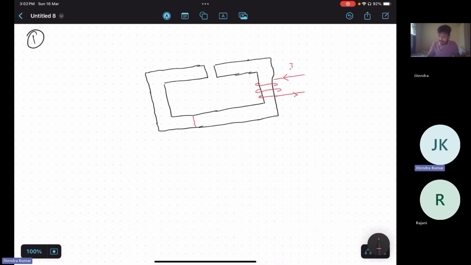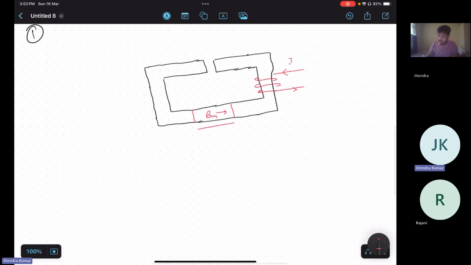Here the magnet is placed, magnetized along its length, which is L. Okay, number of turns, and here this is the air gap, whose length is LG.